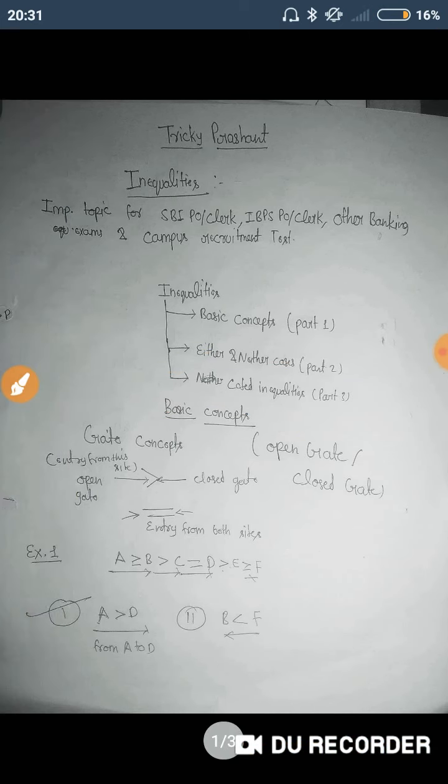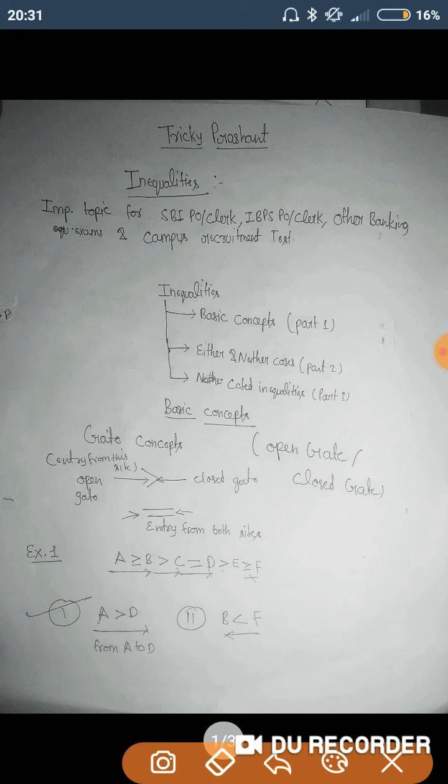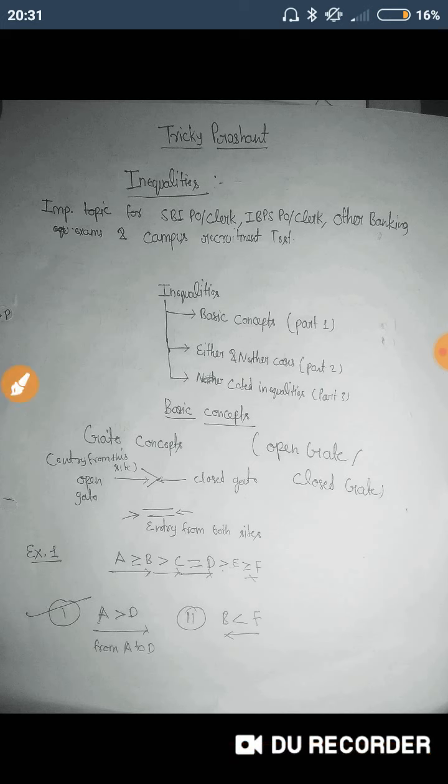Basic concept. Here we use the gate concept for solving it in 20 seconds. So what is the gate concept? As we know, in inequalities there are three symbols: greater than, less than, and equal to.